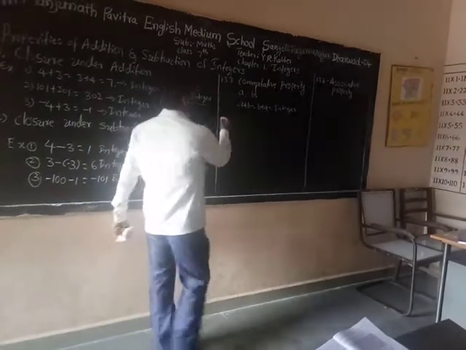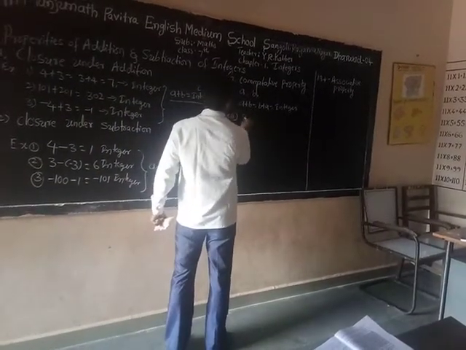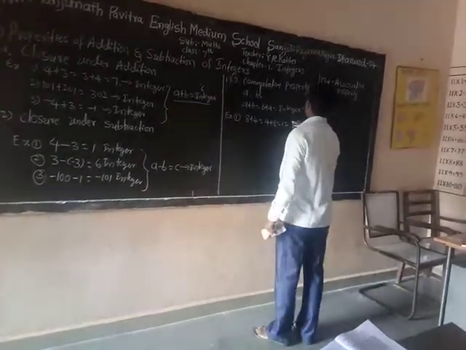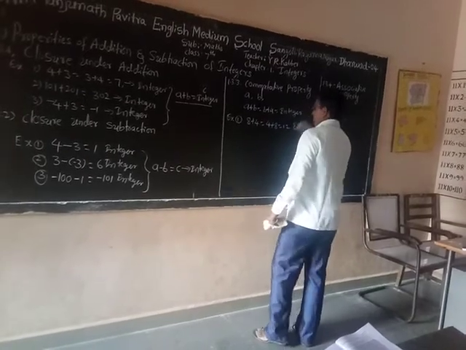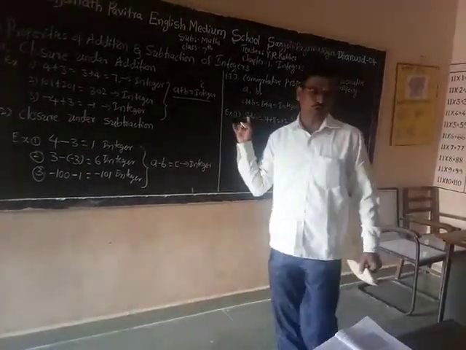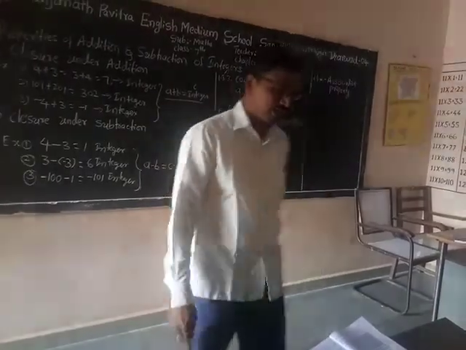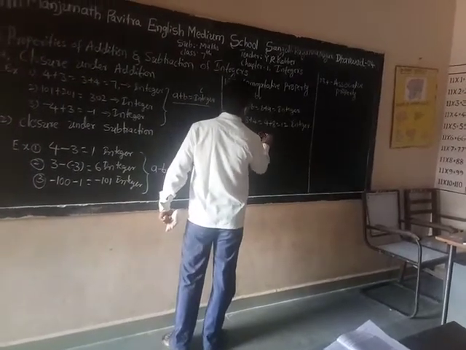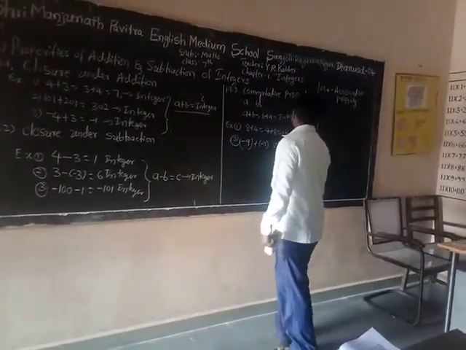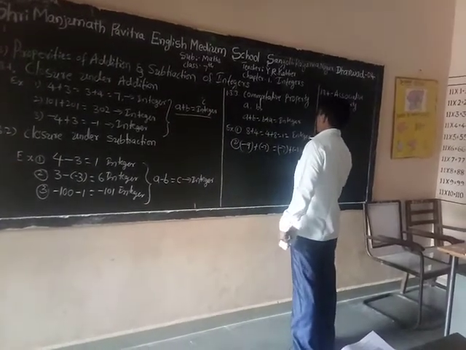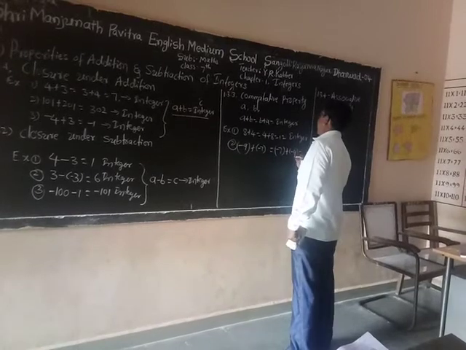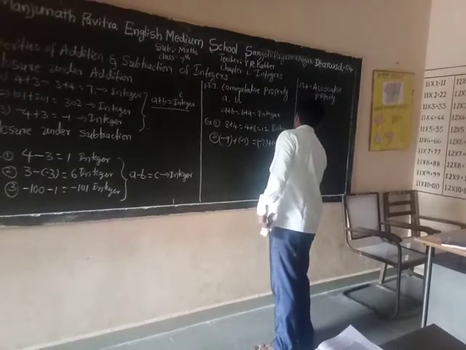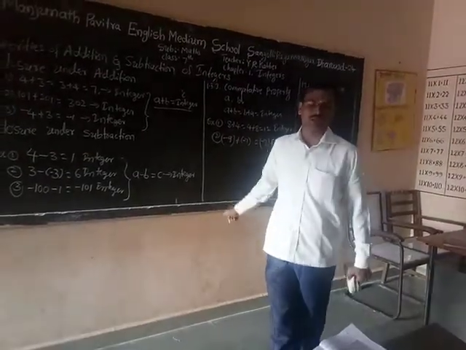Taking example 1, 8 plus 4 is equal to 4 plus 8, and we are getting 12. This is an integer. Do you understand? Okay. Some examples are given in the textbook. The second one: minus 9 plus minus 7 is equal to minus 7 plus minus 9. What are you getting here? Minus 16. The answer will be minus 16. This is also an integer.